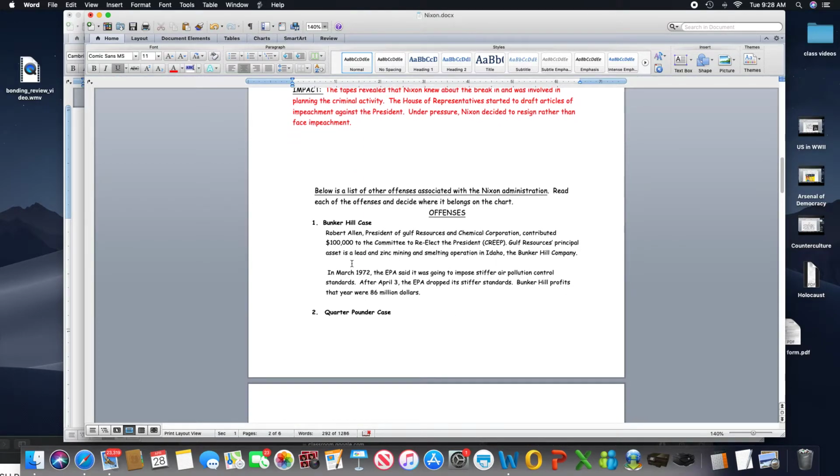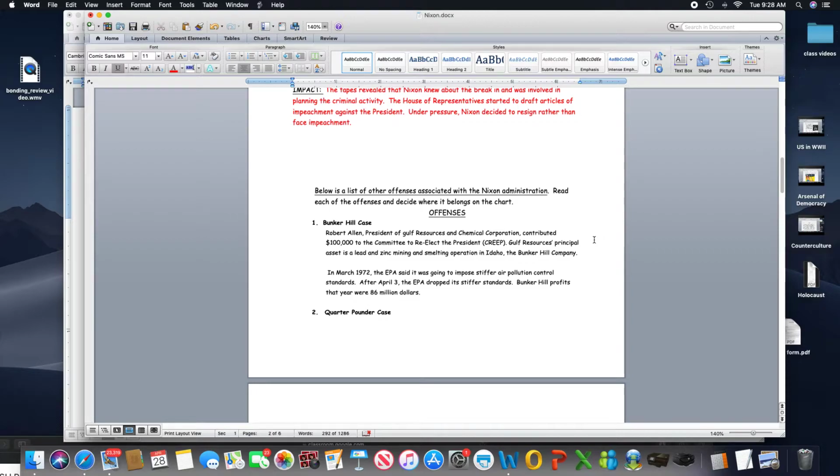Okay, so we have this Bunker Hill case, where Robert Allen, president of Gulf Resources and Chemical Corporation, contributed $100,000 to CREEP. And it was a lead and zinc mining and smelting operation in Idaho called the Bunker Hill Company. In March of 1972, the EPA said it was going to impose stiffer air pollution control standards. And then after April 3rd, the EPA dropped the stiffer standards, and Bunker Hill profits that year were $86 million.